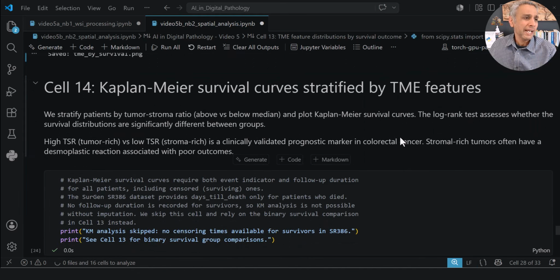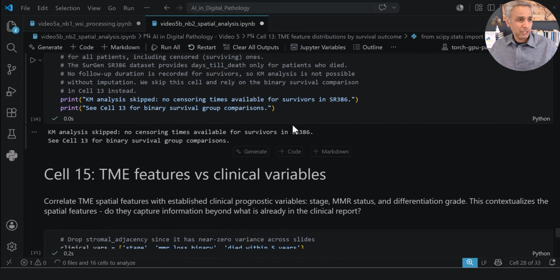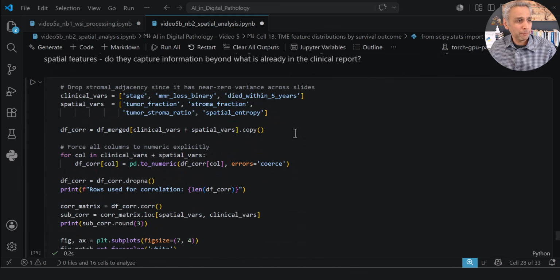So that's it, and the Kaplan-Meier is skipped. Survival analysis requires a follow-up duration for every patient, including those who survived, but we don't have that information. It only records days till death for the patients who died within that 5-year period. So I'm commenting out that part.